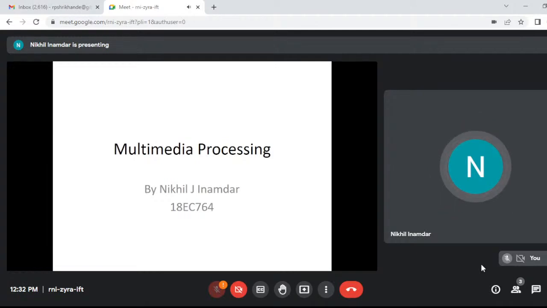I need not explain much about this subject because the name itself indicates multimedia. If you give your attention to the name, media means the different medias available in day-to-day life. Multi means many medias available for communication, for interacting, or for any number of applications. So the subject name is multimedia processing.